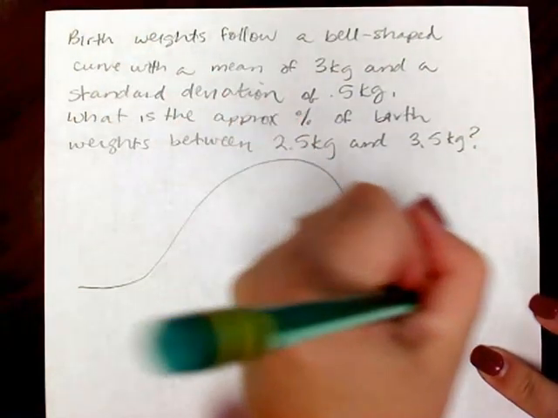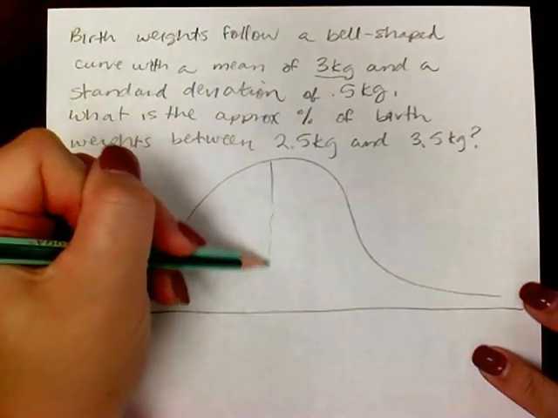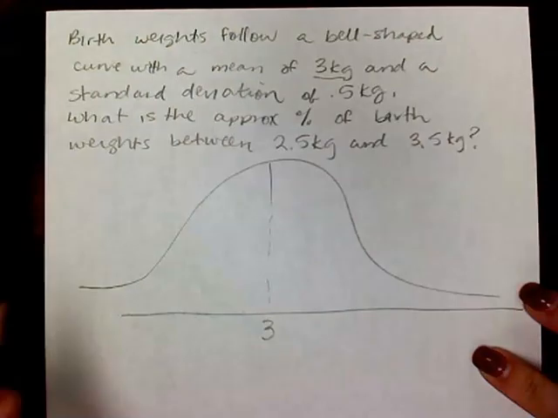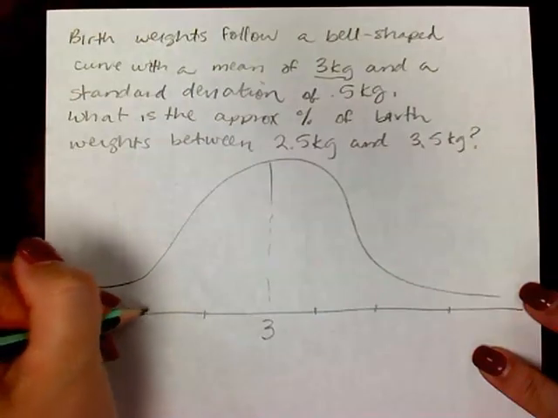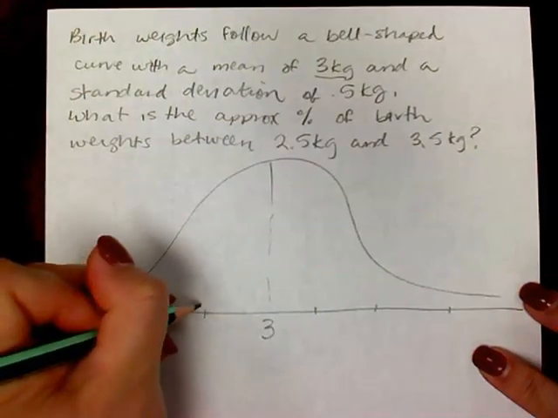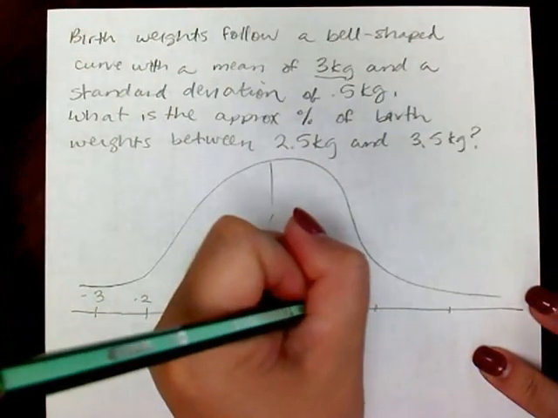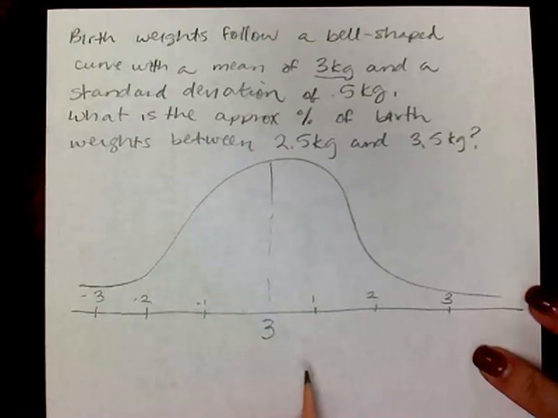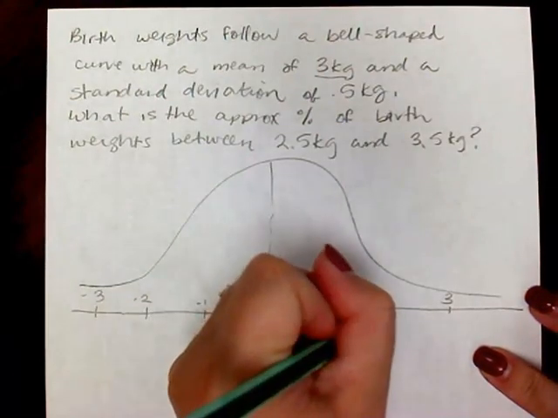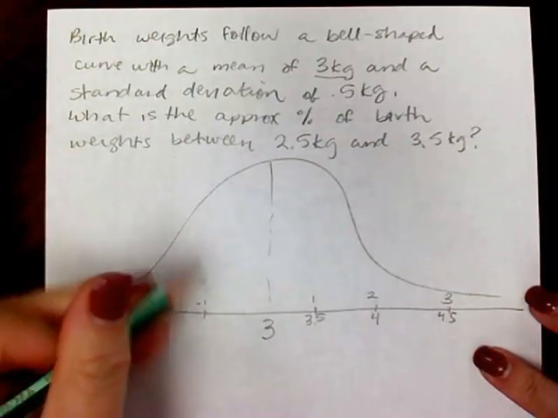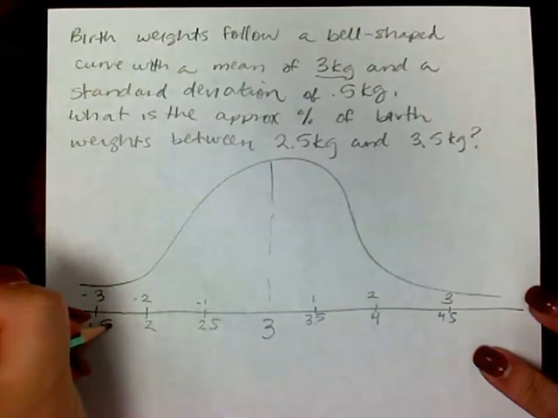So we're going to draw our bell curve. It gives us our mean, which is 3 kilograms, so we can say 3 kilograms, and our standard deviation is 0.5. So we'll go ahead and label out our deviations here: -1, -2, and -3, +1, +2, and +3. Since we're only adding 0.5, we've got 3.5, 4, and 4.5. And then below, we'll have 2.5, 2, and 1.5.